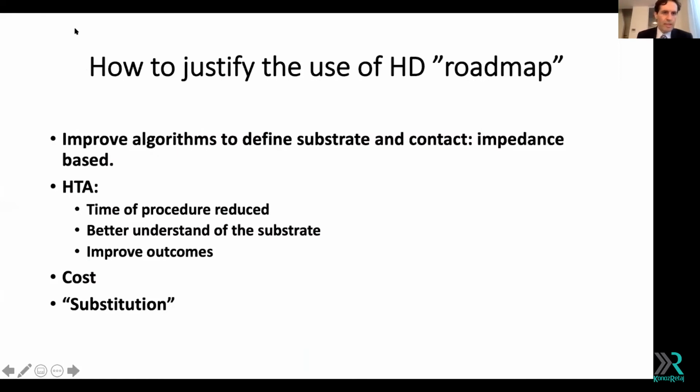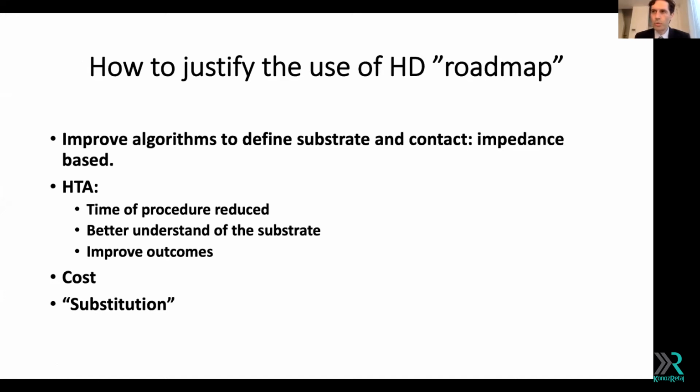So as a summary of this interesting meeting, how can we justify the use of the high density grid now in our hospitals? Because it's true that it's a new technology, and it's true that it's a bit more expensive than previous catheters, or not. But it's clear that we will reduce procedure times, that we will gain a better understanding of the substrate, and I'm sure that we will also improve outcomes.